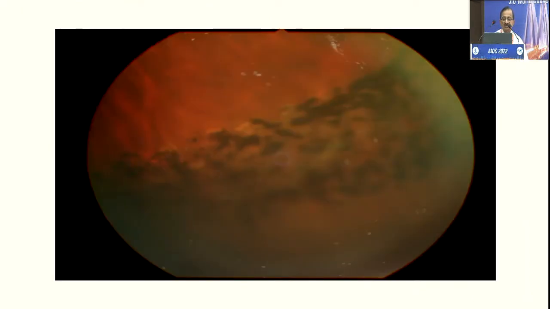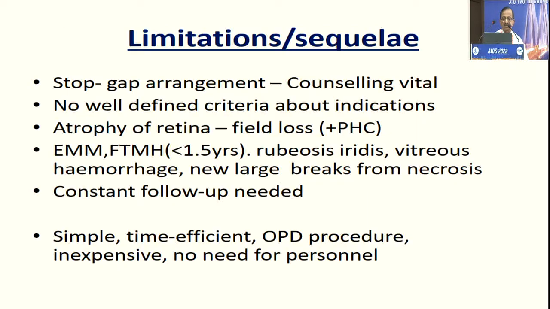These are some of the situations where we may be able to wall off the inferior detachments. So the limitation is that it's a stopgap arrangement, and counseling is vital, as the patient may need a definitive procedure. There are no well-defined criteria about indications.